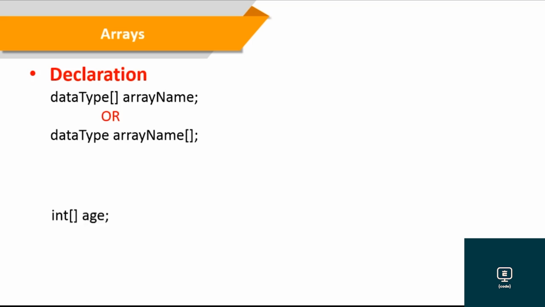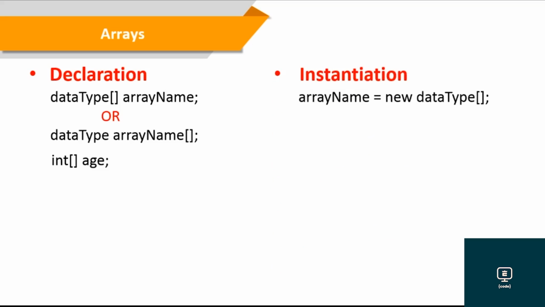So in our example of an array declaration, int square brackets age means that age is an array that can hold int values. But how many elements can an array hold? So as defined in the initialization part of the slide, we allocate memory for array elements. So in our example, the length of the age array is 7. It means that it can hold 7 elements.